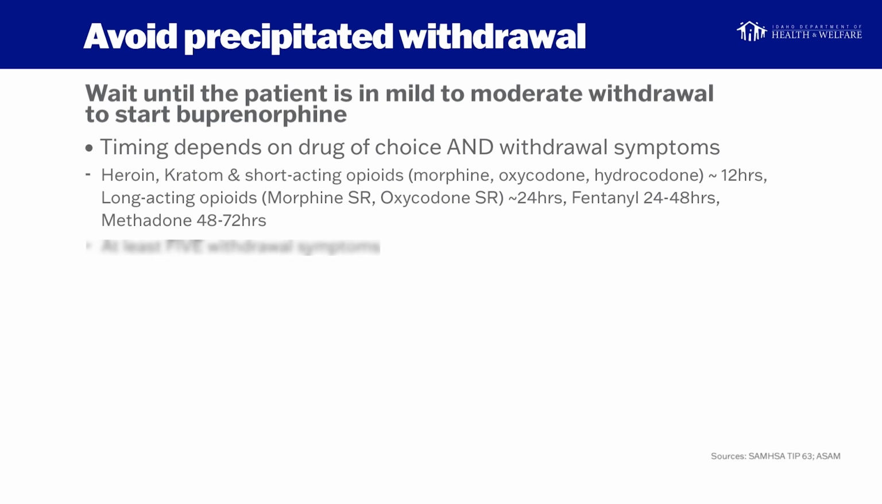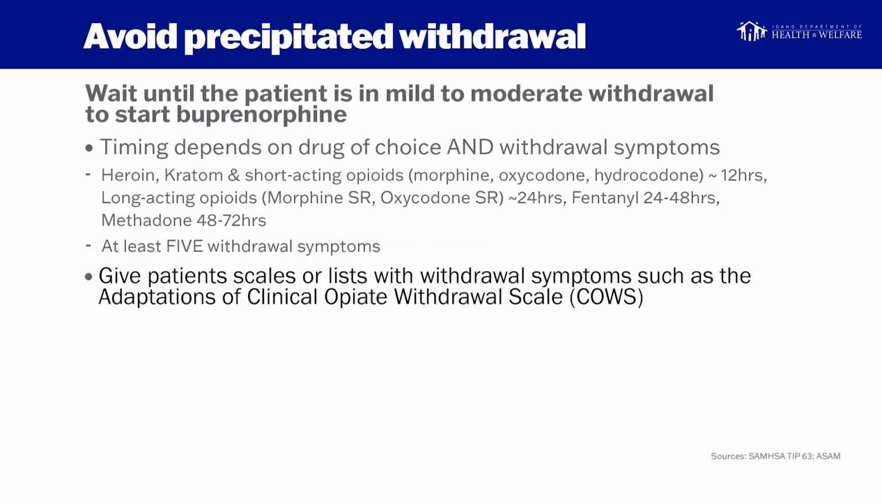And then you need withdrawal symptoms. I tend to just say, give them a list of withdrawal symptoms and tell them that they need at least 5 in addition to that time, and then that works for most patients. There's also scales out there similar to the clinical opiate withdrawal scale. It's actually called the subjective opiate withdrawal scale. That is a pretty big document with a checklist that patients can use.